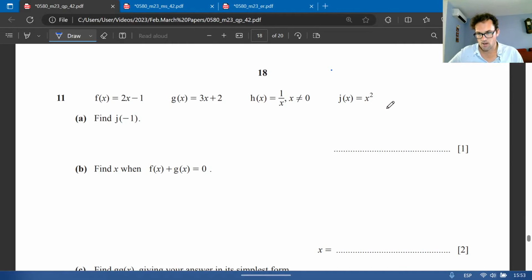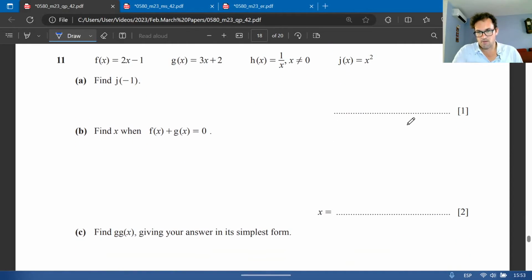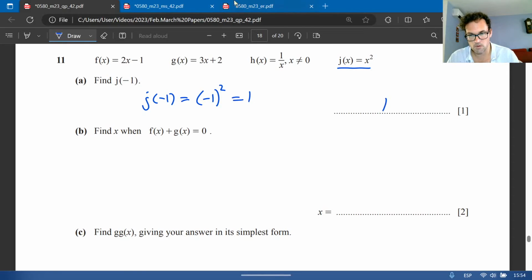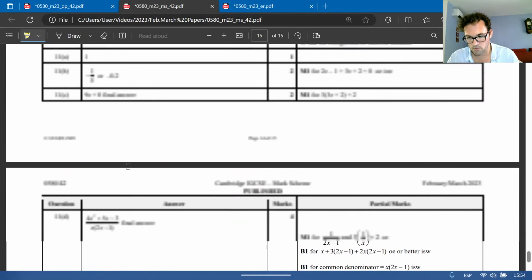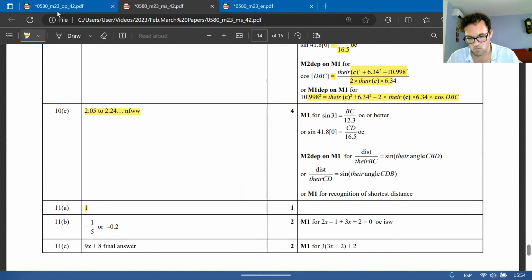All right. First one, find the function of j with a minus 1 in it. So we just need to take the function of j and put a minus 1 where the x is. I think the only thing you want to check here is that you need to put in brackets here. Minus 1 times minus 1 is 1. That's it. Well, that's all there is to it. You need to have a 1. You have a 1. Where is it? There. 1.